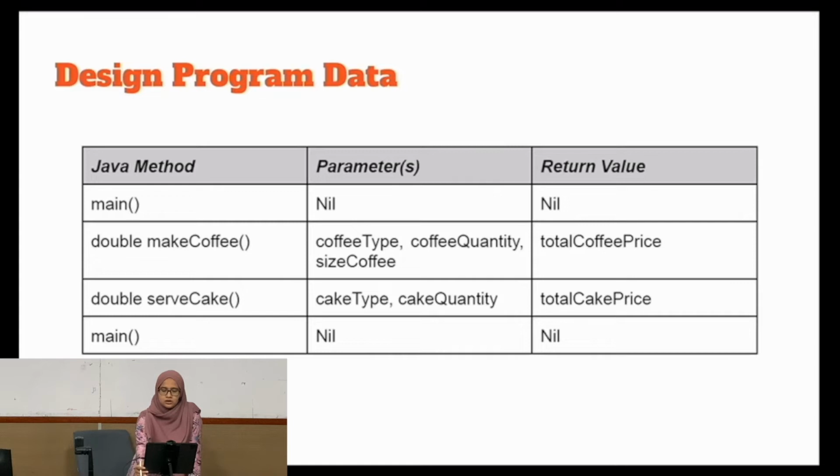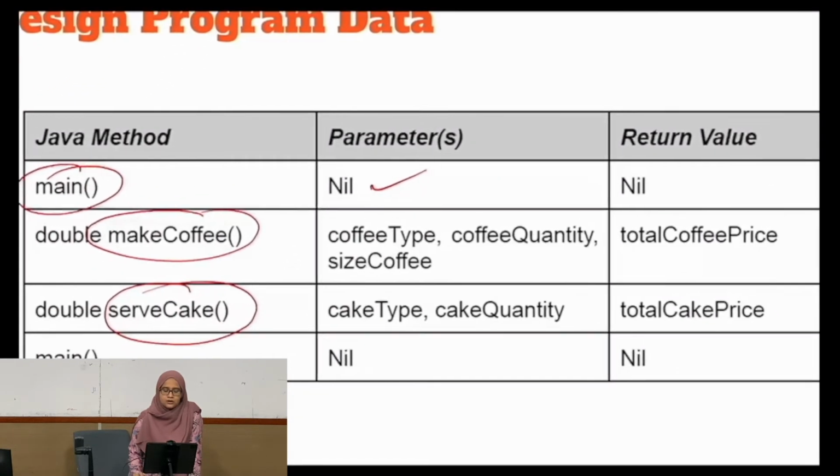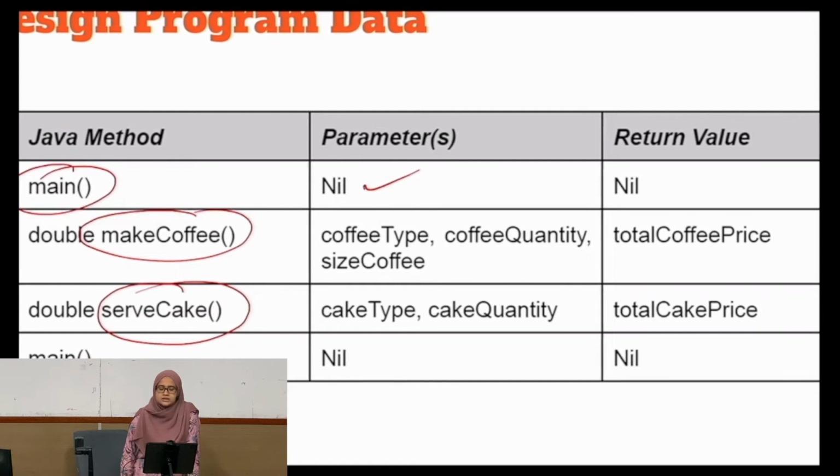Alright, so using the analysis of the information, we would have to design the program data. From the methods, there are 3 methods: main method, make coffee, and serve the cake. And the parameters taken by each of them are different. For the main method, there will of course be no parameter taken here and no return value. Same with the down here.